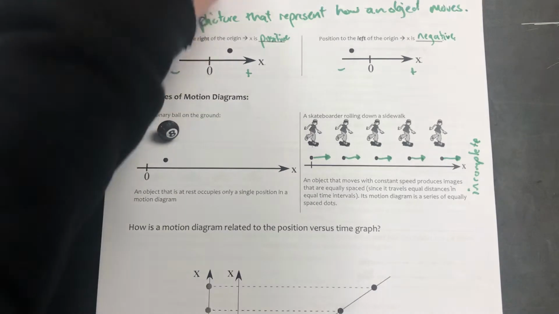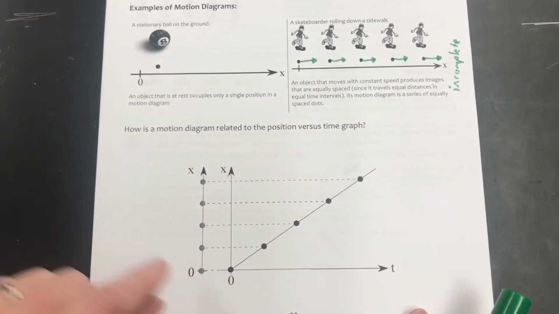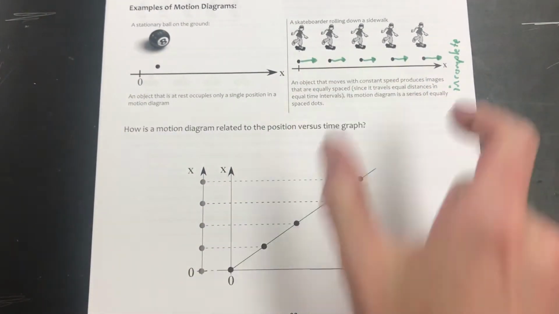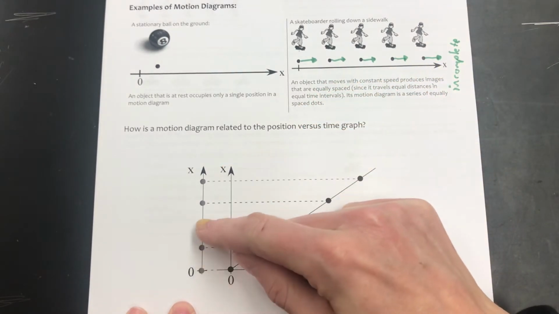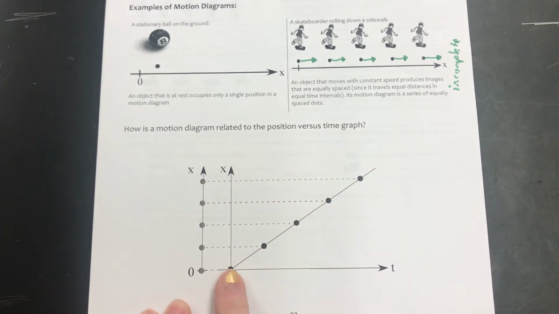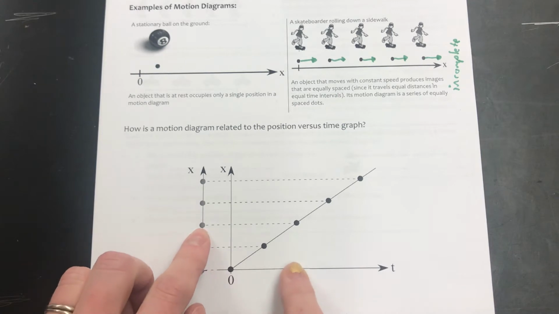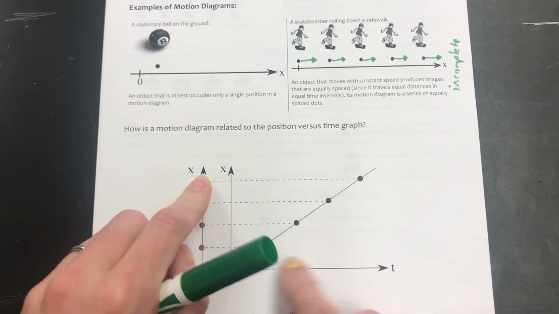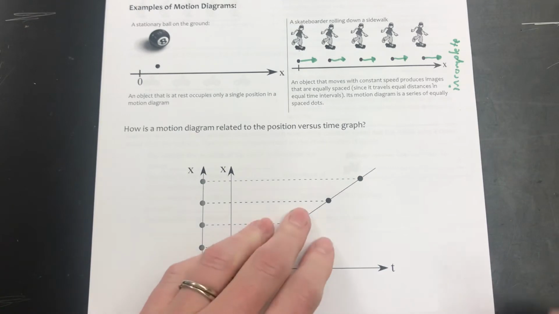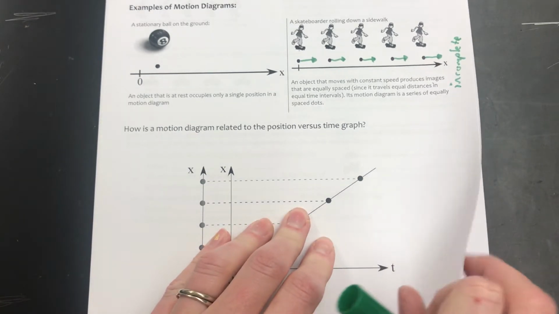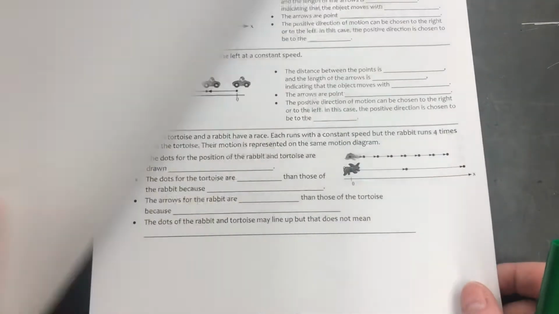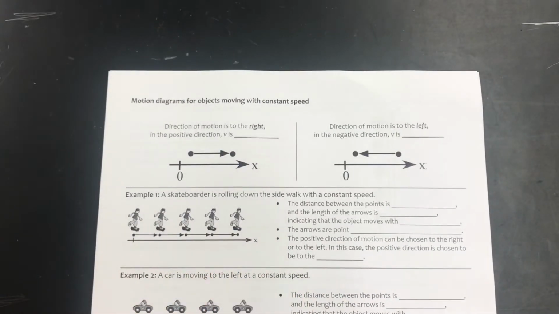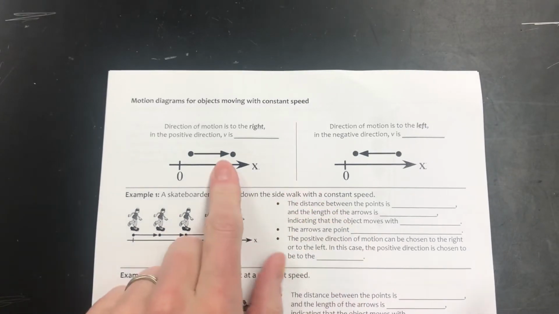When we compare the motion diagram to a graph, this is our motion diagram here, and if we take it and turn it and stick it here, we have our evenly spaced dots. On our graph, when we spread them out over time, first second, second second, third second, fourth second, fifth second, we end up with some dots on our line. We haven't talked a whole lot about graphs yet, but we did find the slope, and that's where that slope is going to come in handy.